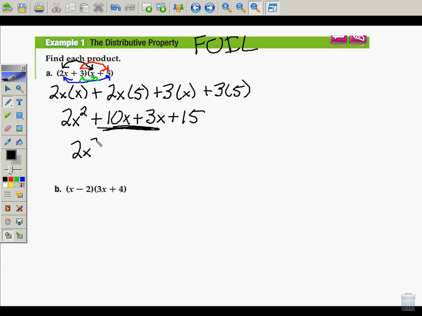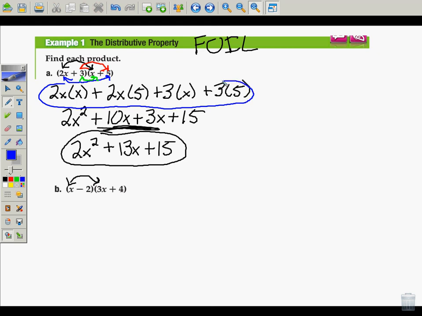Looking at part B in this first example, I'm going to FOIL it again. So first times first. And I'm not going to write out this step. You do not have to write out this step I'm circling right here in blue every single time. I just wanted to show you what I was actually multiplying by to get this second step right here. So I'm just going to jump right to the second step in this second example. So x times 3x, that's going to give me 3x squared, so there's first times first. Now I do outside times outside. X times positive 4 gives me positive 4x.